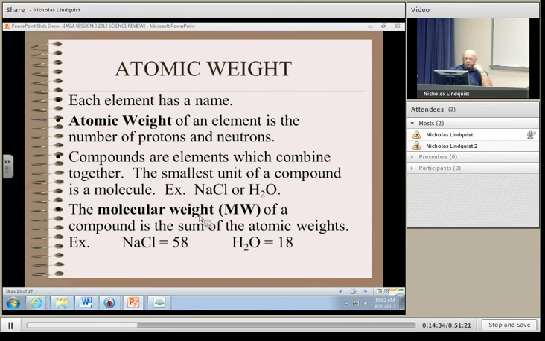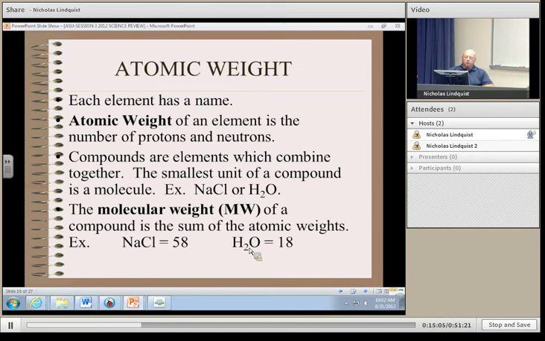So if we want to know what the molecular weight of sodium chloride is, what we do is we take the atomic weight of sodium and add it to the atomic weight of chlorine, and we would get the molecular weight for sodium chloride. Same with water. We took the atomic weight of hydrogen, I'm sorry, and the atomic weight of oxygen, and we come up with the molecular weight of that compound.